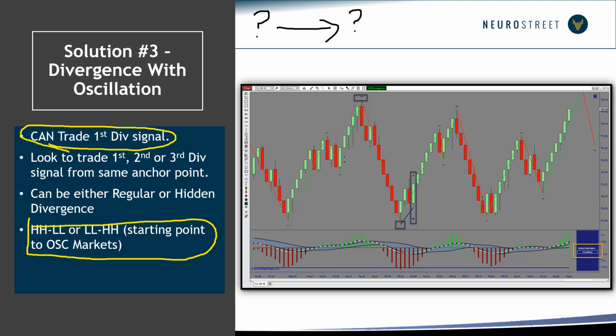I'm going to just map out the two scenarios. If you make a higher high, and then you automatically go to a lower low, that's the beginning of a range. If you make a lower low and automatically go to a higher high, that's the beginning of oscillation.